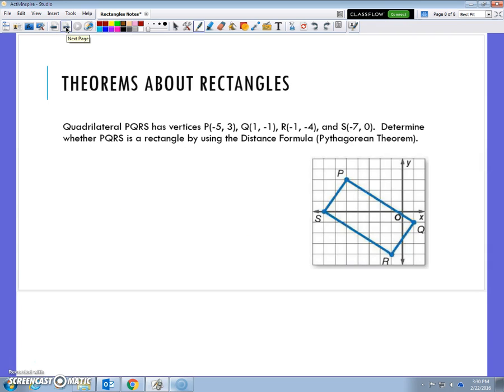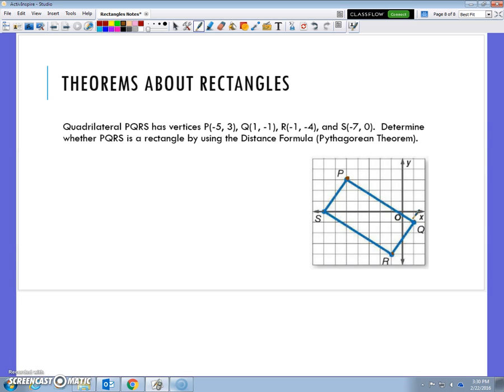All right. Finally, we have this nice little diagram here. It says that quadrilateral PQRS has vertices, and they're already plotted. It says determine whether PQRS is a rectangle by using the distance formula. Okay, well, the best way to tell if it's a rectangle or not is to see if the distance of its diagonals is the same. So from P to R, if that is the same distance as it is from S to Q, then I'll know that it is a rectangle.